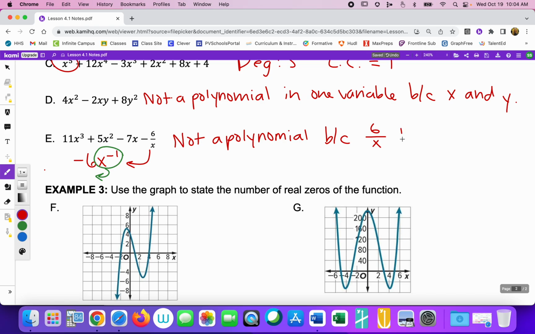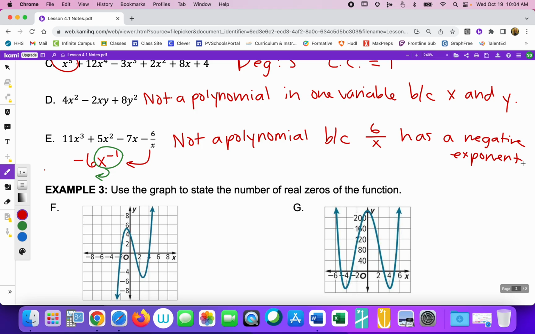Any exponent in the denominator does not determine a polynomial. So positive exponents only. 0 is fine because that would be just a constant, like this 4 right here in problem C that has an exponent of 0. So this comes up in your homework. It's a polynomial in one variable, but it's just flat out not an actual polynomial because of that negative exponent. It has to be a positive exponent to be a polynomial. Otherwise, it's technically 2 of them put together.